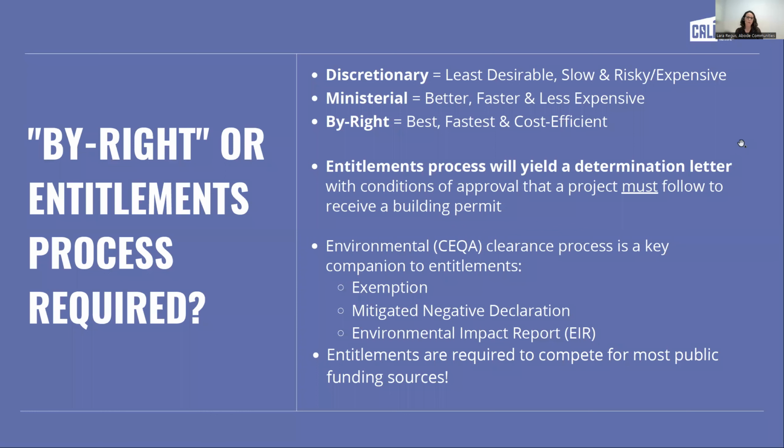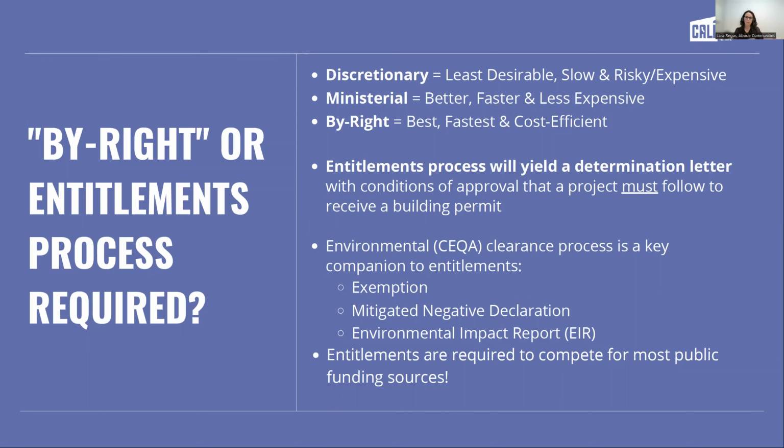And then, of course, it's probably worth mentioning here that land use processes typically come with some sort of CEQA clearance requirement. So when we say CEQA, it's just the California Environmental Quality Act. So you need an environmental clearance typically to get your project approved. Now, these days, there are many tools that will allow an affordable housing project to obtain an exemption, so you don't have to go through a more detailed environmental approval process.